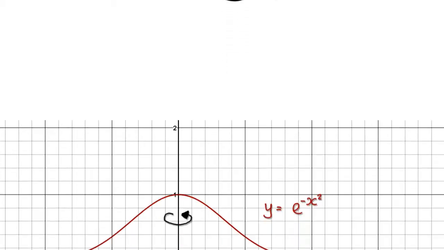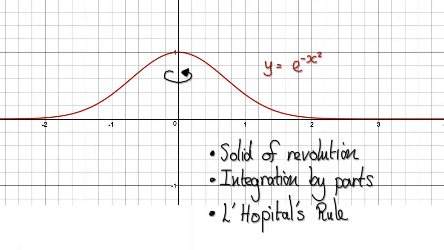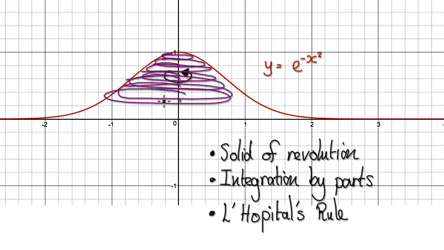So this is a graph of y equals e to the power of minus x squared. This is your graph here. We are going to revolve it 360 degrees along the y-axis. When you do that, you're going to get this 3D solid, looking something like this.